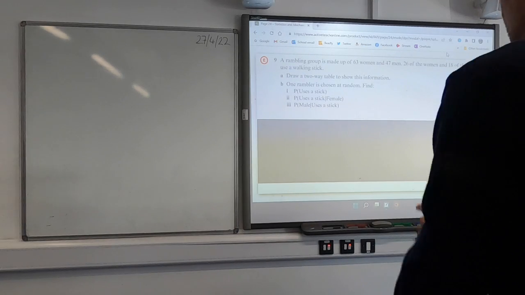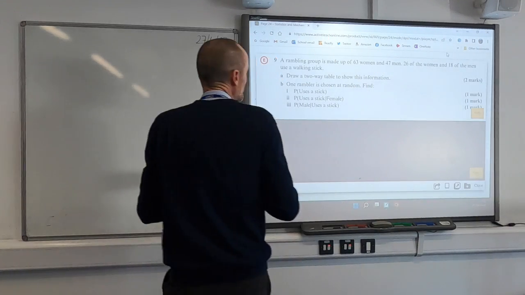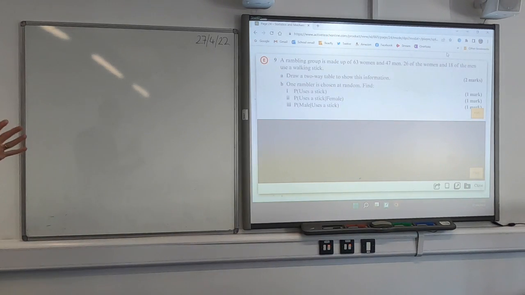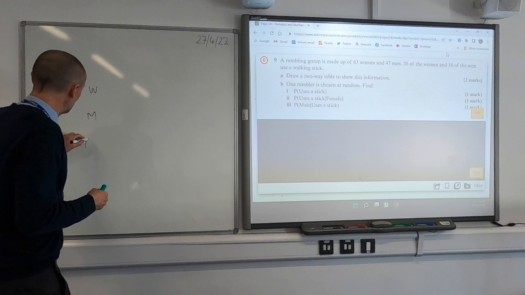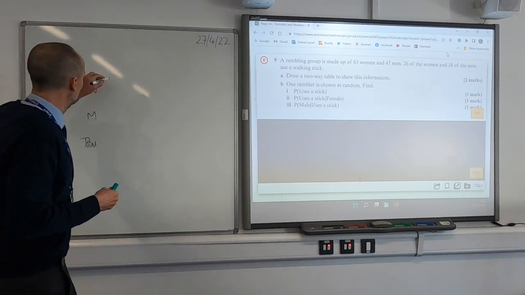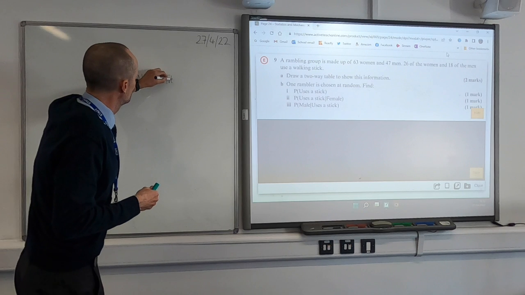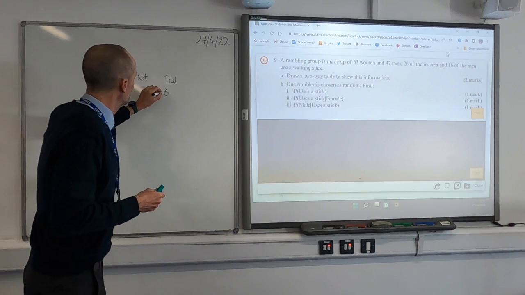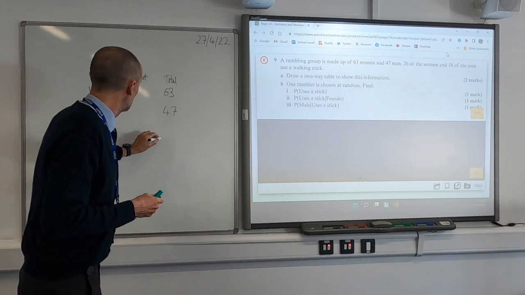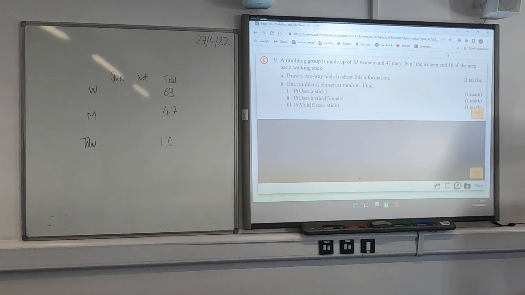So this is page 24, question 9. We've got women and men, and they either use a stick or don't use a stick. It didn't really matter which way you did it. You might have done yours rotated through 90 degrees. But we've got 63 women and 47 men, so that's a total of 110 people.